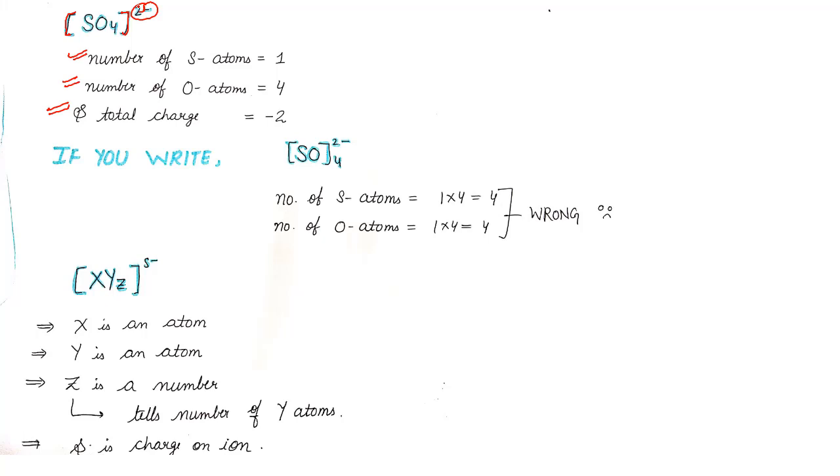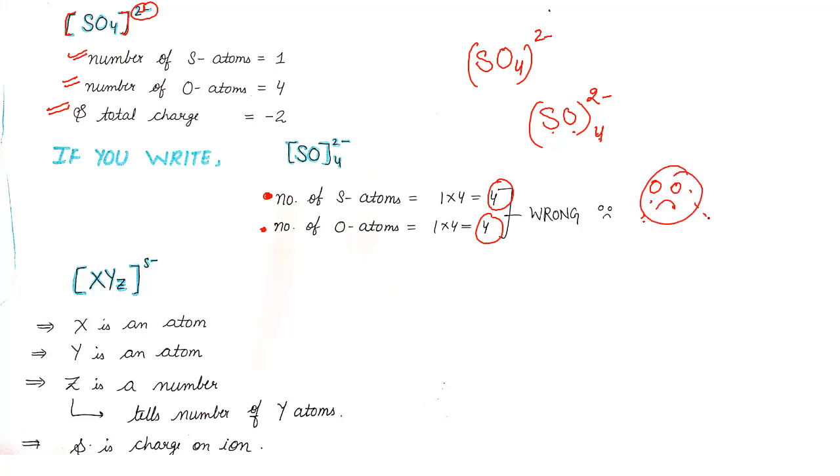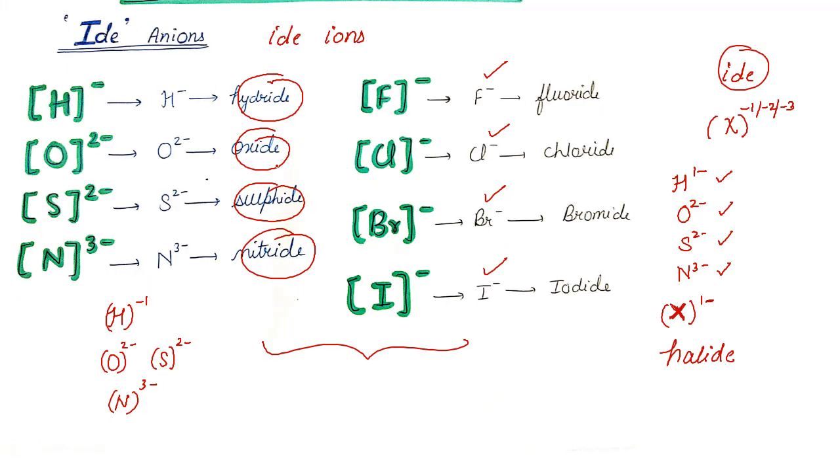But suppose I am not taking care of the bracket and I'm putting the numbers anyhow. So suppose instead of writing SO4 2 minus, I have written SO then whole 4 2 minus. According to this, what is the number of sulfur atoms? 1 into 4, 4. What is the number of oxygen atoms? 1 into 4, 4. But this is wrong, right? So you should not play with the brackets. If you are keeping a bracket at one position, make sure the position of bracket is important. Okay, so this was the importance of bracket.